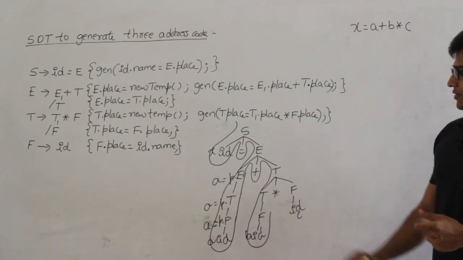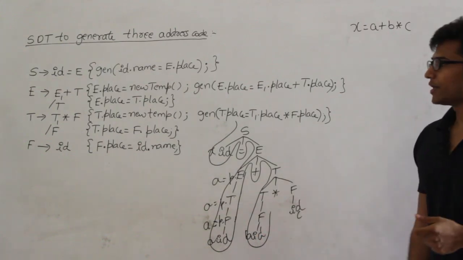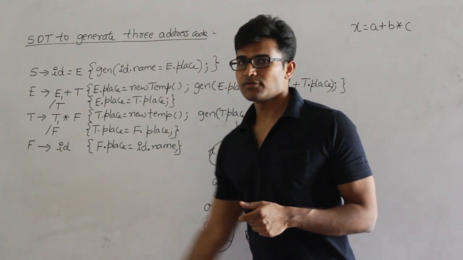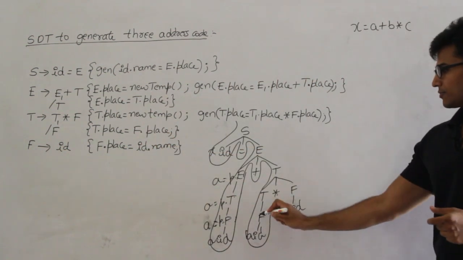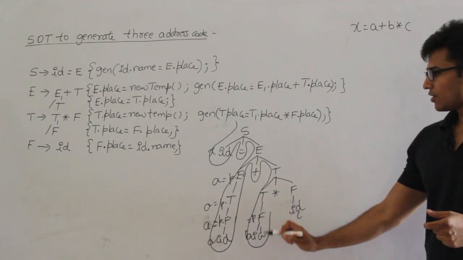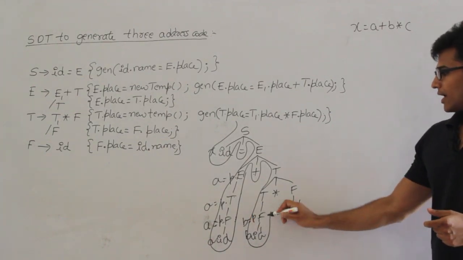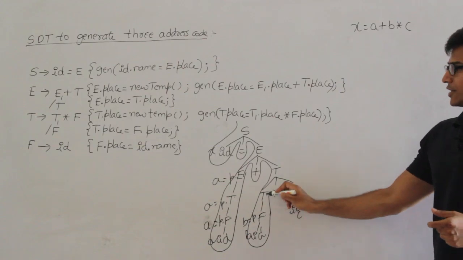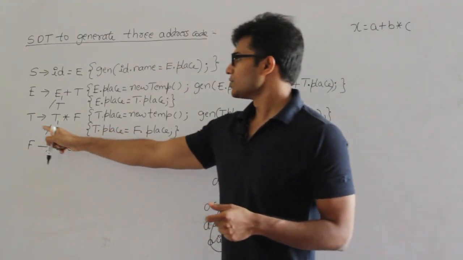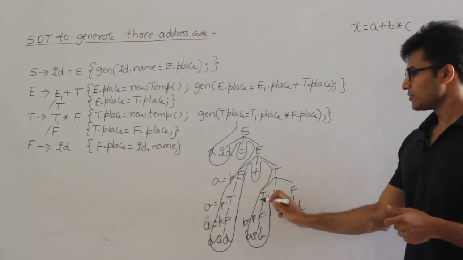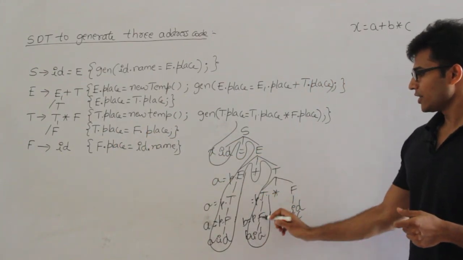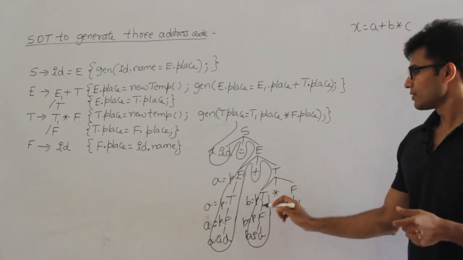This is not a reduction, and again this is a reduction, right? ID is reduced to f. Then what is the action? F dot place equal to id dot name, which means f dot place equal to, what is id dot name here? B. And again this is a reduction. F is reduced to t. What is the action? T dot place equal to f dot place, which means t dot place equal to f dot place is nothing but b.